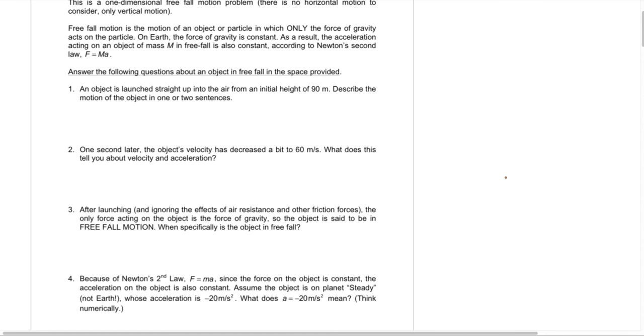Let's take a look at the exploration, starting with number 1. An object is launched straight up into the air from an initial height of 90 meters. Tell me about the motion. Well, really, all I'm looking for here is the object goes up and it comes down. We really just want to make sure we understand this scenario. The reason it goes down, of course, is because of gravity.